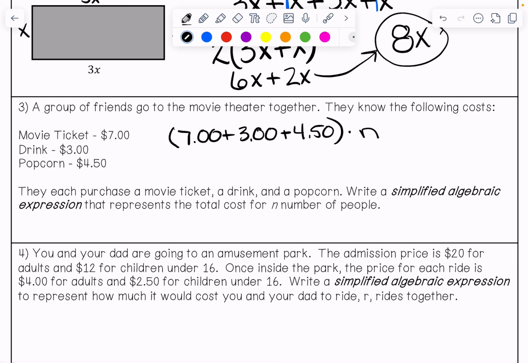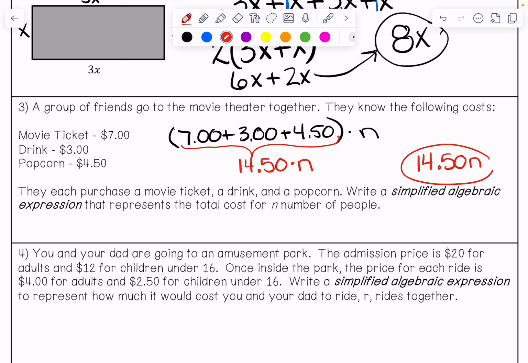If we think back to a simplified algebraic expression, no parentheses, no like terms. Well, within these parentheses, these are all like terms, so I could go ahead and combine for that total cost. So $7 plus $3 is $10, plus the $4.50 would be $14.50. All right, and then I'm multiplying that times n. And then remember, we can also express multiplication by just having a coefficient followed by that variable like that. So this would be 14.50n. You could also write that as 14.5n.